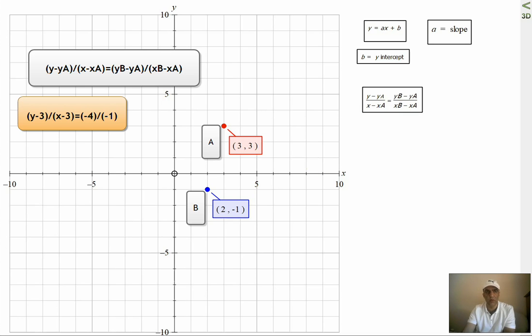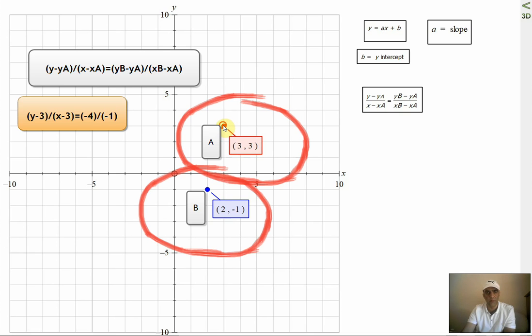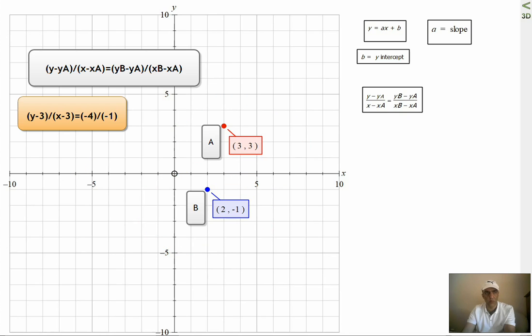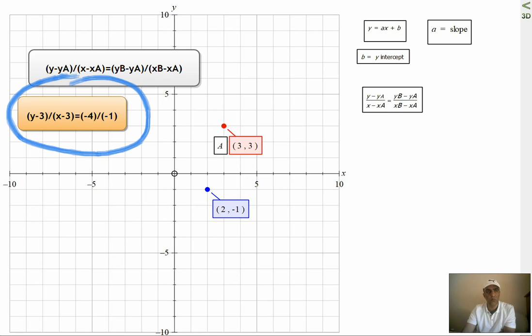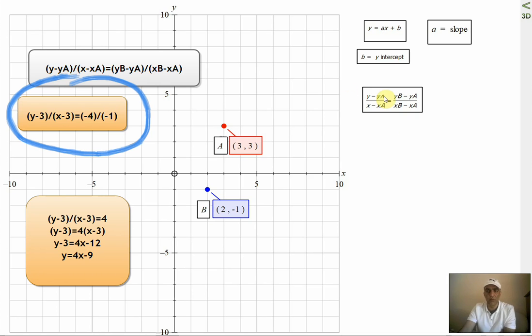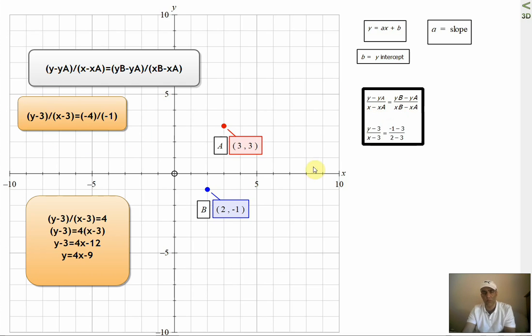And as you see in this point, we choose which one is A and which one is B. After choosing A and B, for example, I choose the 3 as A, and the second point we choose as B, 2, minus 1, and I put the numbers in the formula. Okay, and after we put the numbers in the formula, we start to simplify. Okay, and I find the equation of the line. Line equation I can find easily.